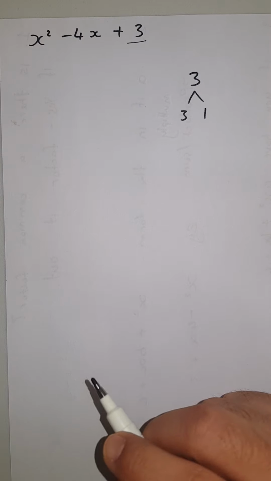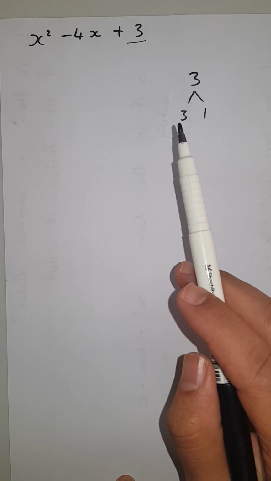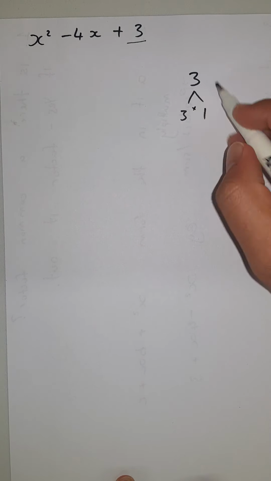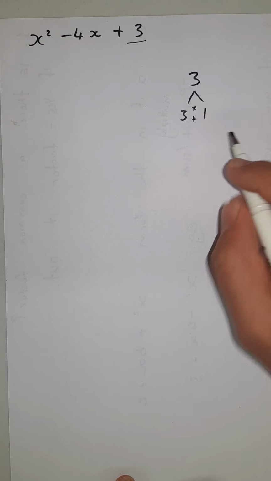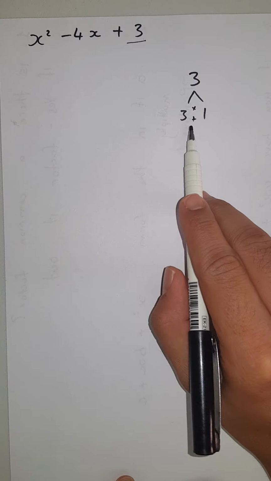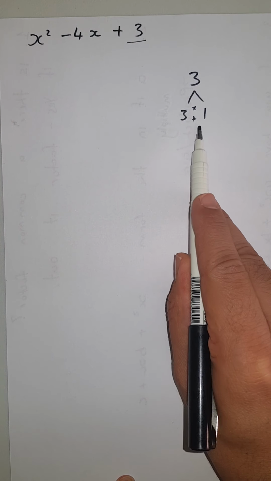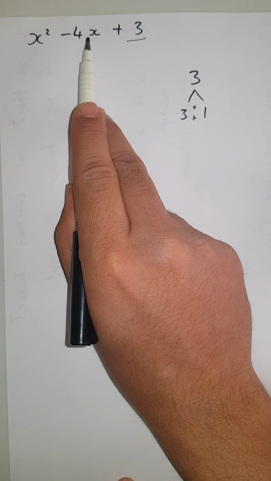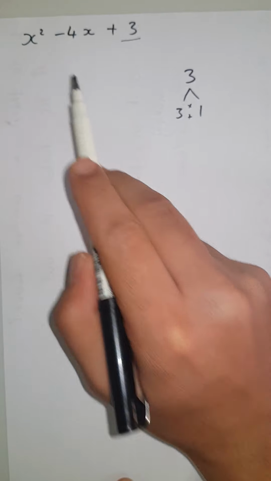and the factors of 3, because it's a prime number, I have two factors, only 3 and 1. So remember I said I have to multiply it and it has to give me my last term, and I have to add them to give me my middle term. Let's test it out. 3 times 1 is 3. That's correct. What about adding? 3 plus 1, does it give me 4? Yes, it does. But I'm looking for minus 4.